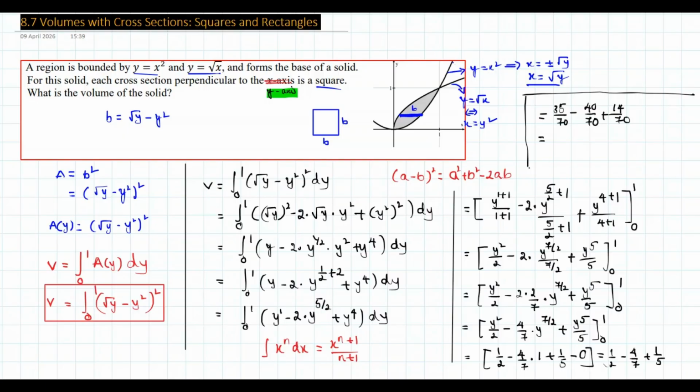So this is equal to 35 over 70, and since the common denominator is 70, we can add the numerators, that is 35 minus 40 plus 14. So 35 minus 40 is negative 5, negative 5 plus 14 is positive 9, over 70. So therefore the volume of this solid whose cross sections perpendicular to the y axis is 9 over 70 cubic units.